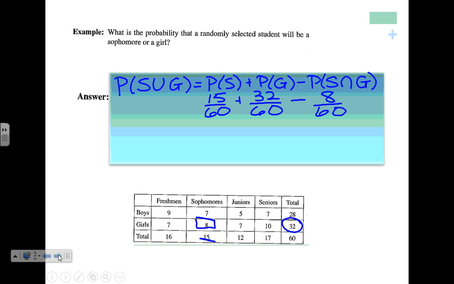Sophomore and girls are these 8 people right here. So we subtract that and we get 39 over 60, which of course you could simplify. Oops, divide 60 to get 13 over 20, but either way. Now notice you can definitely figure that out on the chart without using the formula. Pause the video a second and think about how you'd find that without the formula.